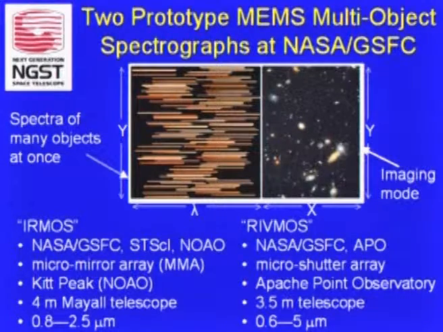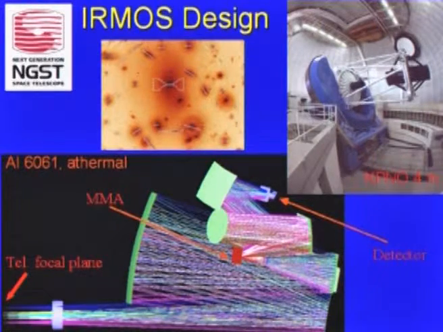The scientist will probably just do some kind of software mask to select the spectra that they're interested in. There are 2 prototype spectrographs being built at NASA Goddard to test this MEMS technology for performing this object selection. One is called IR-MOS and one is called RIV-MOS. It's an all-aluminum, sort of athermal type design with a lot of aspheric optics, re-image a telescope focal plane onto this micromirror array. Then the spectrograph cavity is back here.